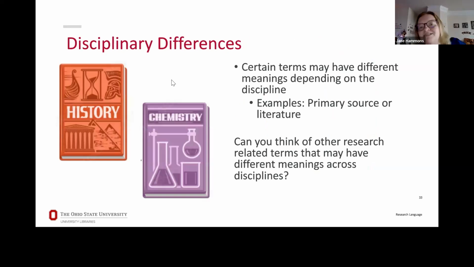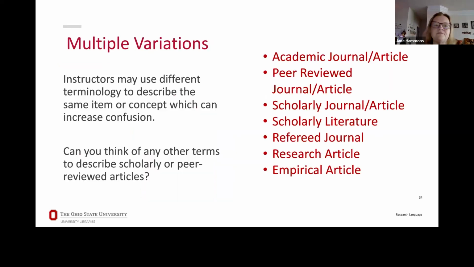As we already mentioned, right, disciplinary differences can really be key. We already talked about research itself can look very different depending on discipline, what we mean by that term. A really common example here is the difference between primary or secondary source, or primary literature and secondary source, that those can mean different things and look different to a student depending on what discipline they are in. And I'm sure that you all can think of other examples as well where terms may have a specific meaning in one discipline, but a different meaning in another discipline.